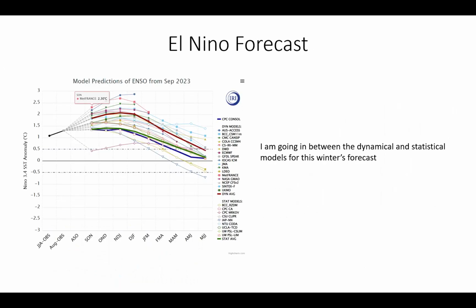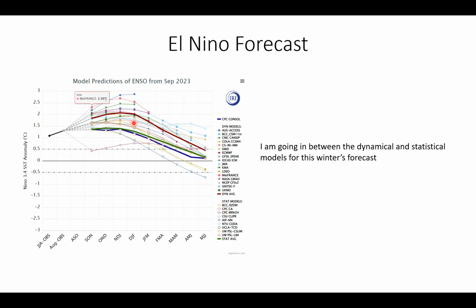This is the latest from IRI, the International Research Institute. These are model predictions of the ENSO from September, just released a few days ago. I'm a fan of going in between. My forecast is going in between the dynamical models as well as the statistical models. So between the dynamical and statistical models is where I'm leaning for this upcoming winter, as far as the sea surface temperature anomalies for that 3.4 region.